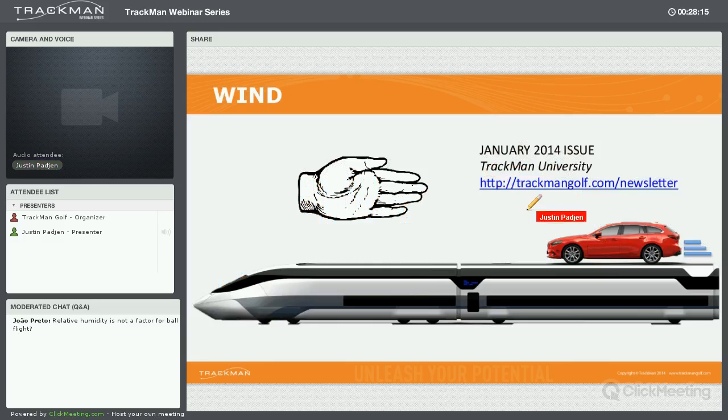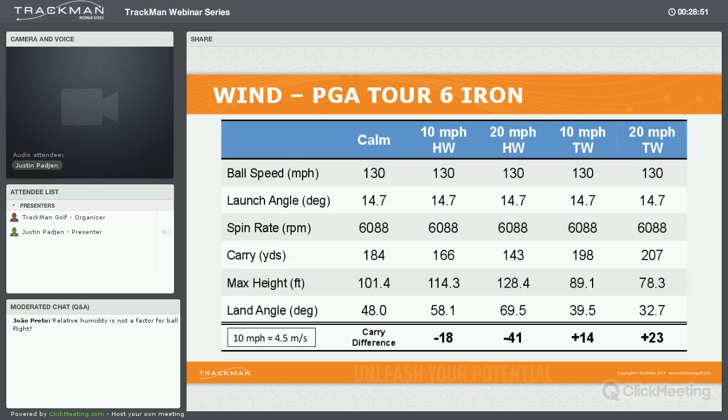So if you go to trackmangolf.com/newsletter, in the January 2014 issue, we wrote an article under TrackMan University talking about normalization and wind and how that affects things. It might be a good idea at some point to go there, download that newsletter, and take a look at it. This is one of the examples from the newsletter that talks about a train moving and a car moving on top and your hands outside the window and the forces that you feel on your hand, and how that relates to what the golf ball does through the air. So let's take a few looks here.